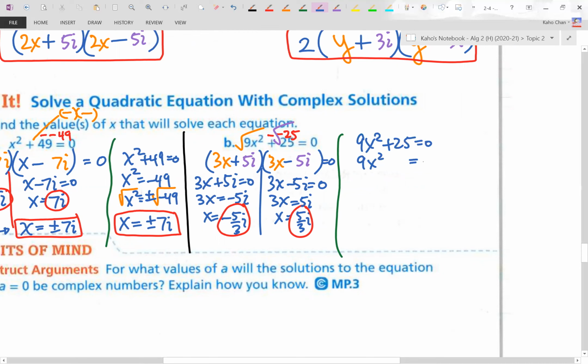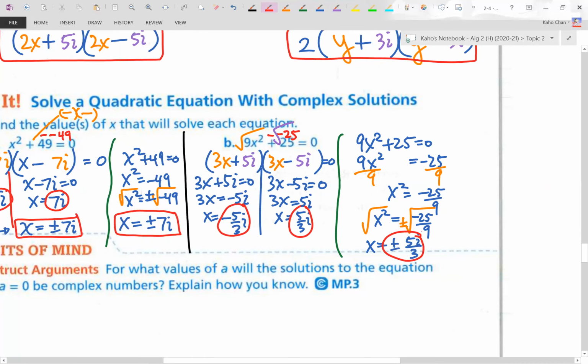Let's move the 25 to the other side. Divide by 9 is next. Square root both sides. And there it is again. Yay. Wow.